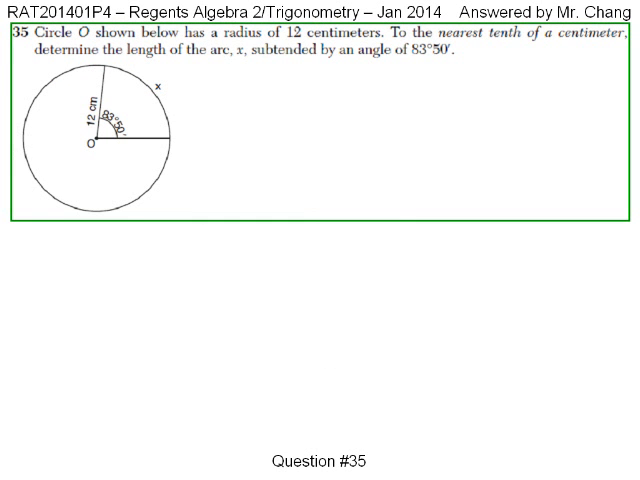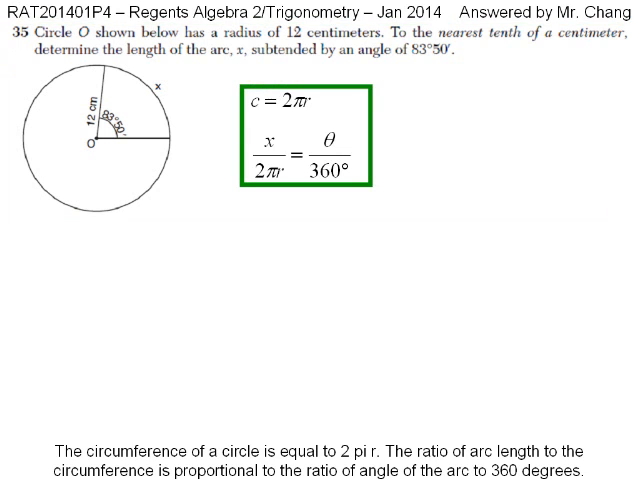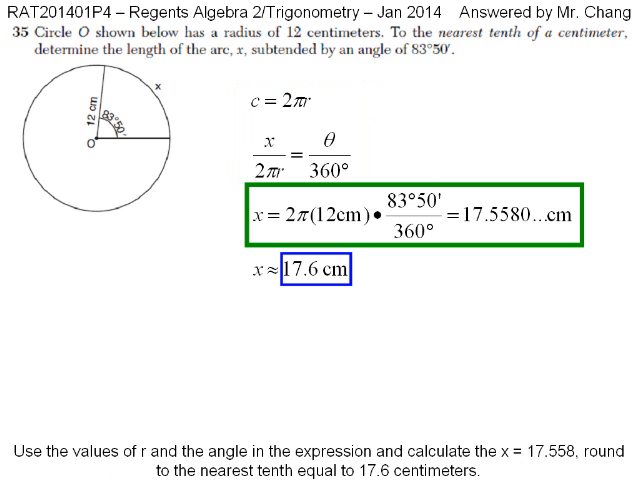So, we can conclude that the formula is a_n equal to 7 plus n minus 1 times 4. Question number 35. The circumference of a circle equal to 2 pi r. The ratio of arc length to the circumference is proportional to the ratio of the angle of the arc to 360 degrees. Use the values of r and the angle in the expression and calculate x equal to 17.558, round to the nearest tenth equal to 17.6 centimeters.